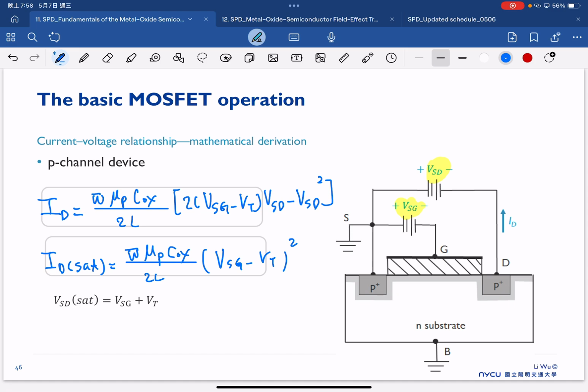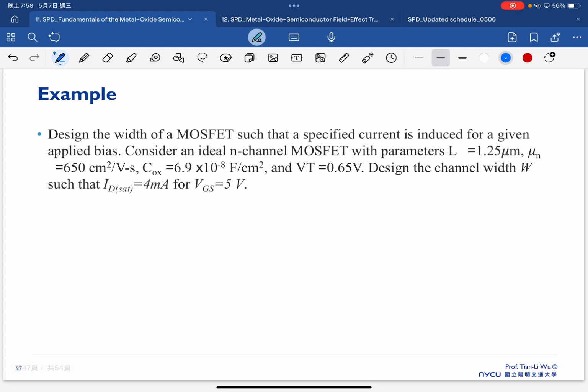So here I just provide a very simple equation, a simple example of how we use this equation. Basically, this is an example where we try to design the width of a MOSFET so that a specific current is induced for the given applied bias, and consider an ideal N-channel MOSFET with a channel length of 1.25 micrometer, mobility 650, Cox of 6.9 times 10 to the minus 8, and threshold voltage 0.65 volt.